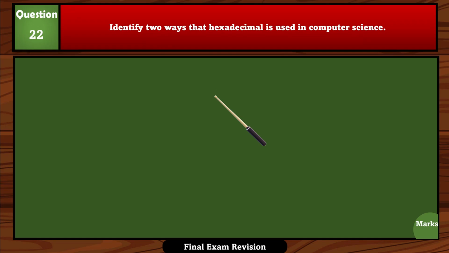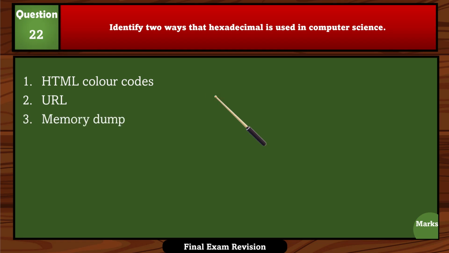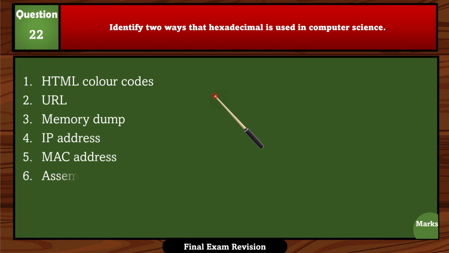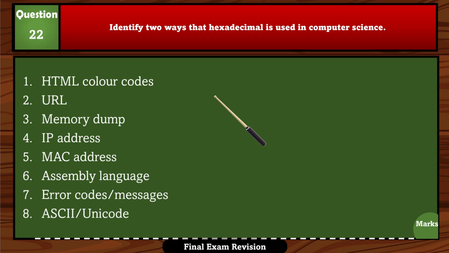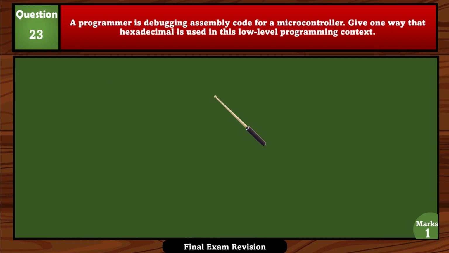Identify 2 ways hexadecimal is used in computer science. So here are some ways hexadecimal is used. Number 1, it is used in HTML color codes. It is used in URLs. It's used in memory dumps. It's used in IP addresses, especially IPv6. Okay. It's used in MAC addresses. Assembly language uses the hexadecimal number system. Error codes or error messages also use the hexadecimal number system, and it's also used to represent ASCII and Unicode characters.